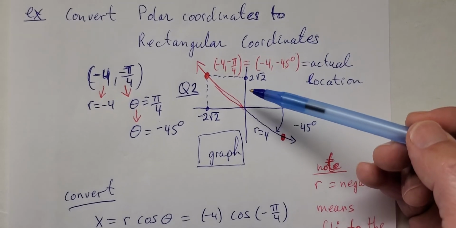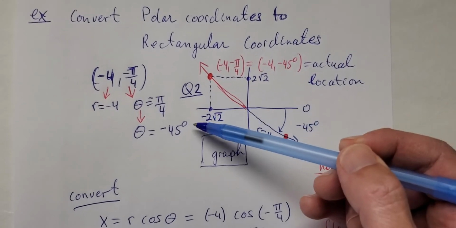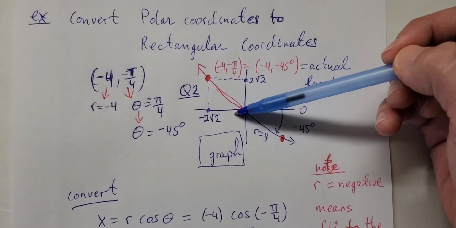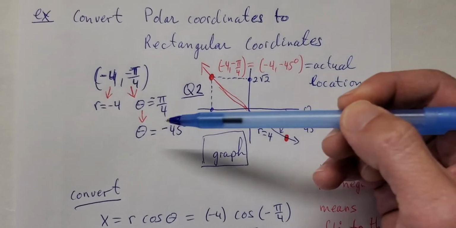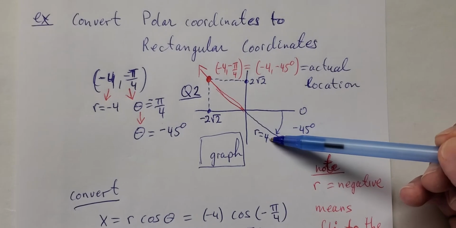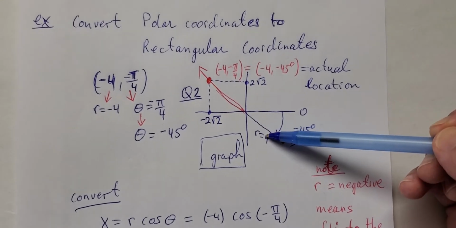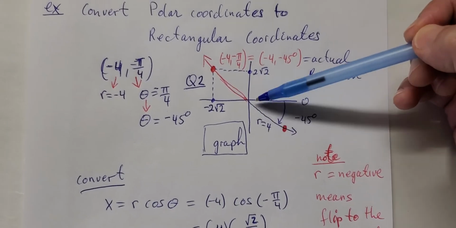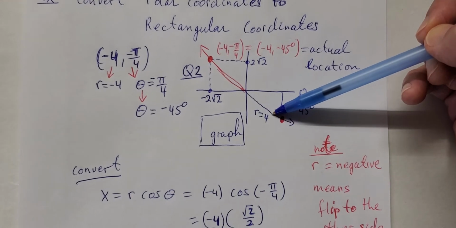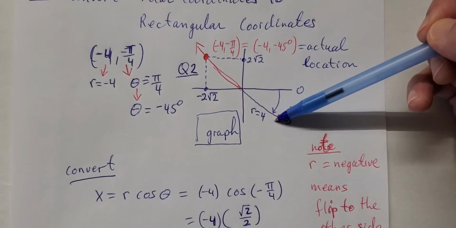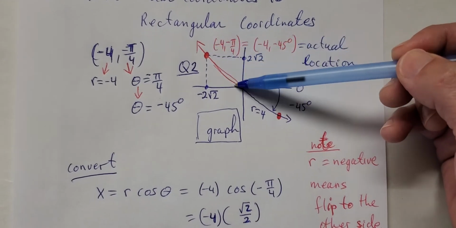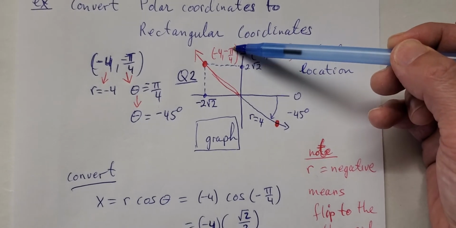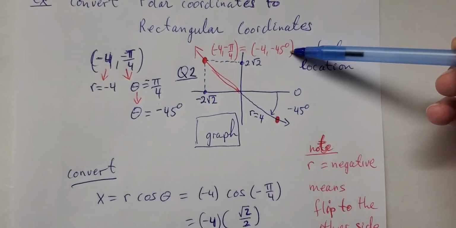Okay, I will explain later where the 2 square root 2, negative 2 square root 2 comes from, just a little bit. So the red line is the actual location. Negative, so you go down. R is always positive. Since there is a negative, negative means flip to the other side. So here's the place where it was. Because r is negative, it gets flipped over to the other side. So this red line is the actual location of negative 4, negative pi over 4, or negative 4, negative 45 degrees.